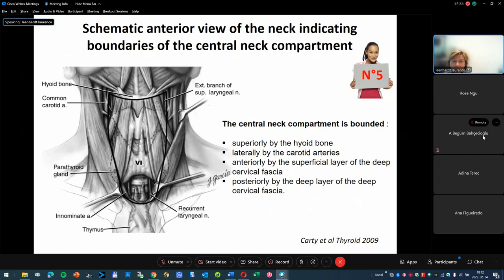In this anterior view of the neck, the boundaries of the central neck compartment are indicated. Here you have the hyoid bone, the common carotid artery, and here you have the parathyroid gland and the recurrent laryngeal nerves. The central neck compartment is bounded superiorly by the hyoid bone, laterally by the carotid artery, anteriorly by the superficial layer of the deep cervical fascia, and posteriorly by the deep layer of the deep cervical fascia. And it's very useful to use this diagram when you decide to operate or to make a central neck dissection.